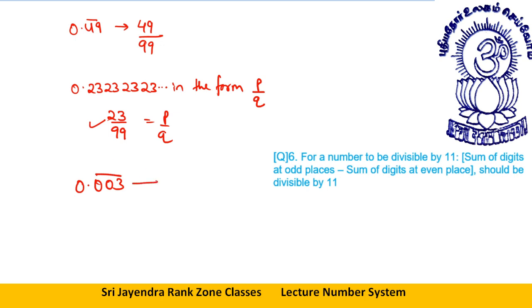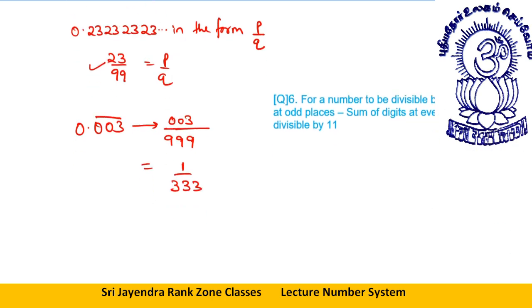0.003 bar is equal to what? I will write 003 by triple nine. This can further be written as 1 by triple three. Getting it, dear students? Question 4. 0.247 bar. That will be what? 247 by 999.